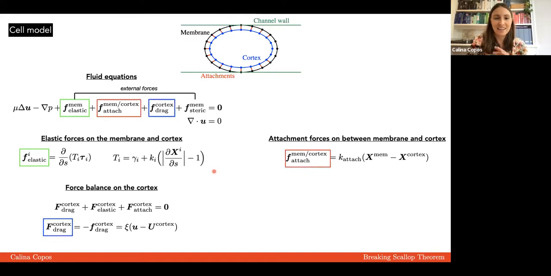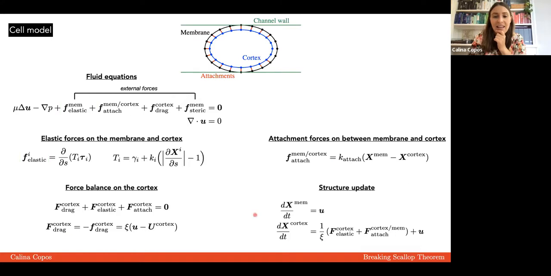And here are all of their constitutive laws. Nothing is super surprising. The membrane is described as an elastic contractile structure. The cortex is described as an elastic contractile structure. The membrane and the cortex stay together with springs. That's in red. And then, as I mentioned before, the membrane is impermeable. That means it moves with the fluid velocity, and the cortex has its own update equation for how it moves. So the velocity of the membrane and cortex are known once you know the fluid velocity.